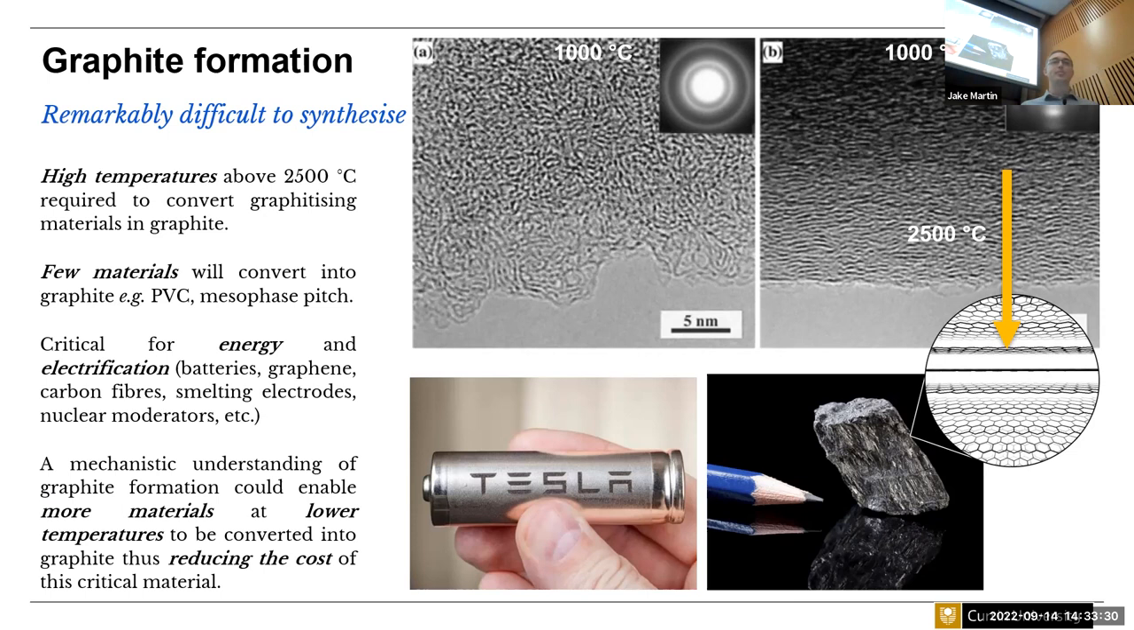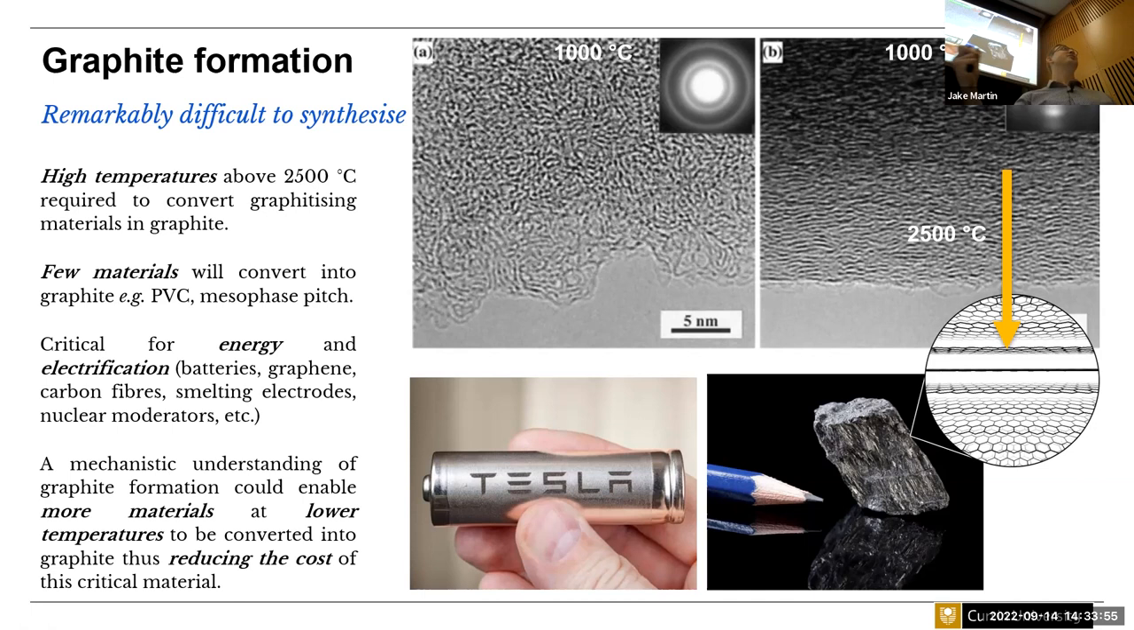If you have a disordered carbon, when you cook it to 1000 degrees, you get this. And if you cook a graphitizing carbon, you get this more layered, aligned structure. And if you cook that to incredible temperatures, 2500 degrees Celsius, you get graphite. So why does it take such high temperatures? Why do you have to cook the living daylights out of it?